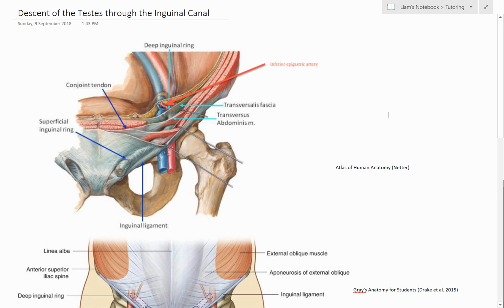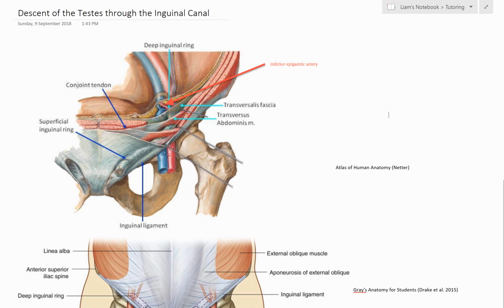Alrighty guys, welcome back. So this is the second video in the series on the inguinal canal and basically the walls of the abdomen, descent of the testes, all that kind of stuff. If you didn't watch the first video, I would recommend watching that again, just so that you are a little bit more familiar with the terms that we're going to be using here, and you can kind of picture the inguinal canal a little bit better than what I'm going to explain in here.